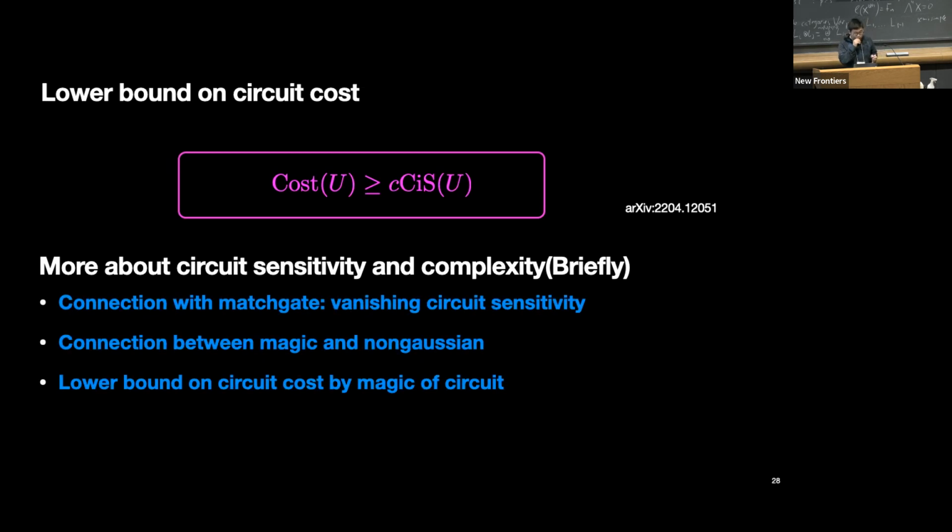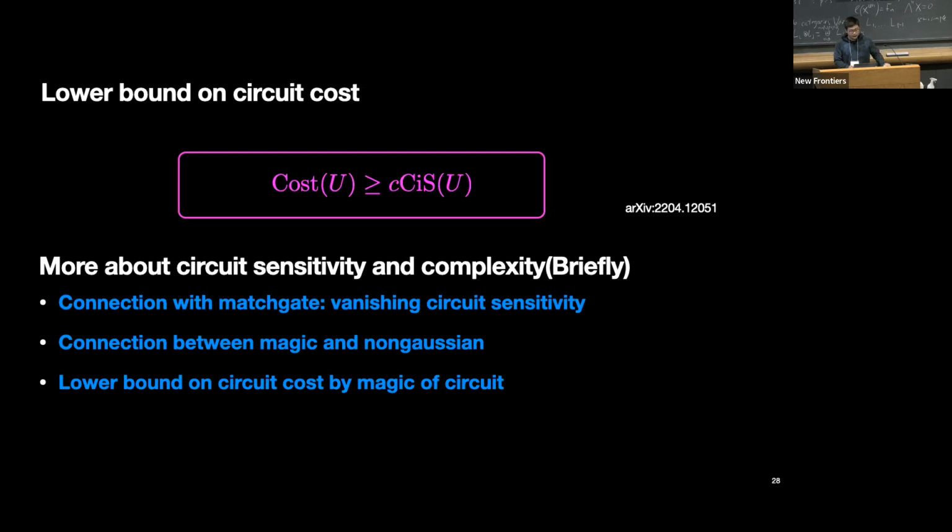First, we modify the definition of circuit sensitivity and show the matchgates are exactly the quantum gates with vanishing circuit sensitivity. And the matchgate is another family of quantum circuits that can be simulated on a classical computer efficiently, which means they also do not have quantum advantage. So we also need quantum gates beyond the matchgates.